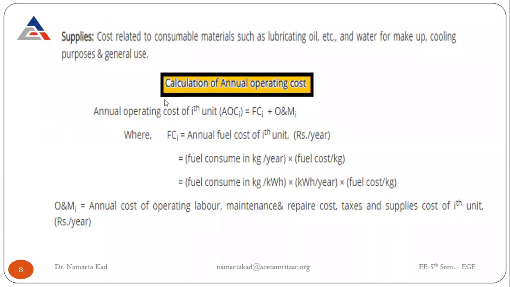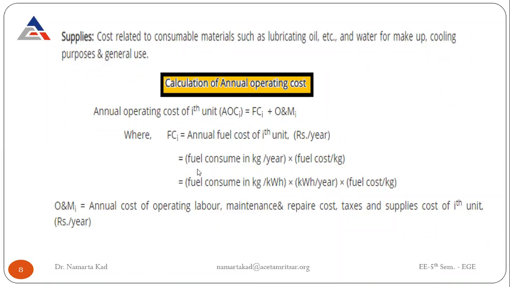Now the formula for the numerical purpose, the calculation of the annual operating cost. The annual operating cost of ith unit, its short form is AOC, for the ith unit is equal to FCI plus O&MI. What is FCI? This is the annual fuel cost. FC means fuel cost. This is the annual fuel cost of ith unit. The fuel cost is calculated for each unit separately. Sometimes, in our coming chapters, we will see that some of the units work more efficiently as compared to the other units.